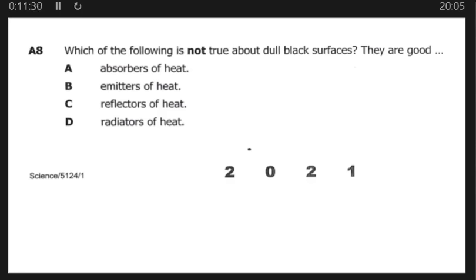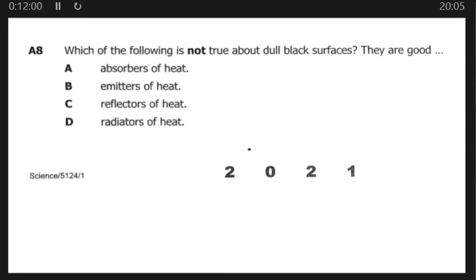That's why it is not advised to put on a black cloth in hot season, like October here in Zambia. You shouldn't be putting on in the sun a dark or black type of cloth, because it will absorb a lot of heat. Your temperature will go high. Then B, they're saying they are good emitters of heat. Yes, dull black surfaces are also good emitters of heat.